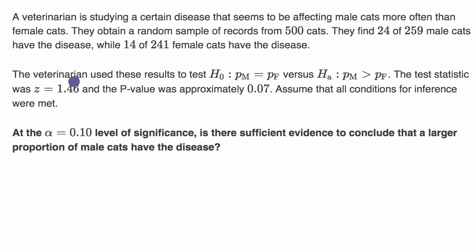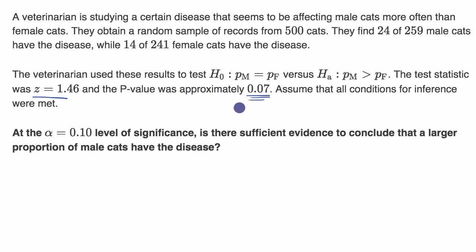The veterinarian uses these results to test their null hypothesis that the true proportion is the same amongst the male and female cats versus the alternative hypothesis that the proportion of males who get the disease is actually higher than the proportion of females. The test statistic was z is equal to 1.46, and the p-value was approximately 0.07.